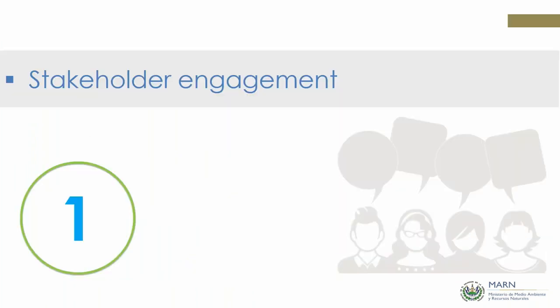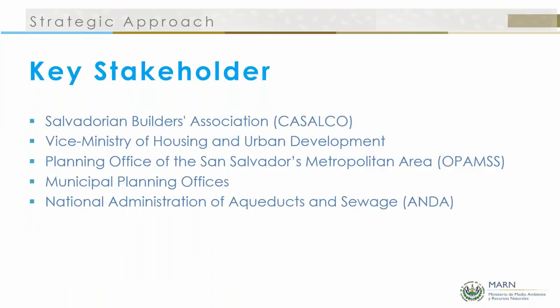So, the stakeholder engagement. As I said before, we undertook the task using the construction sector. We found that the Salvadorian Builder Association, called Casalco, was one of the most important, as well as the Vice Ministry of Housing and Urban Development, the Planning Office of the San Salvador Metropolitan Area, the Municipality Planning Office, as well as the National Administration of Aqueducts and Sewer Systems in our country. So we started to have meetings with them, and we got a lot of feedback that we used to undertake this task.